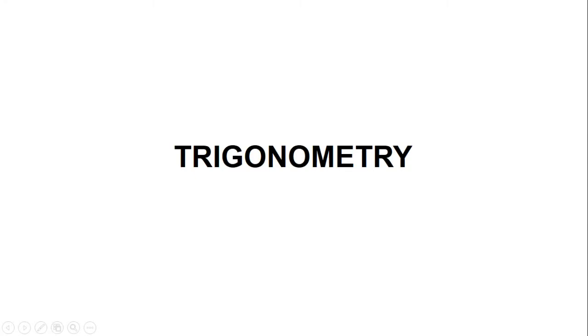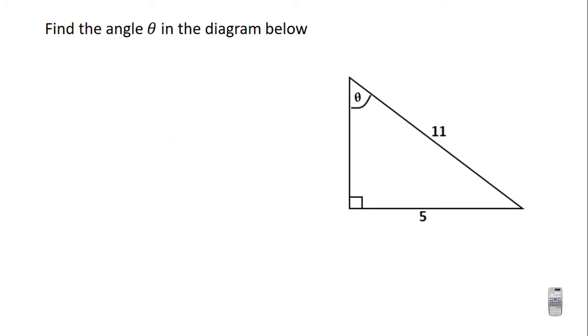We are on the topic trigonometry. In the previous video, we learned how to use the trigonometric ratios to find the interior angles of a right-angled triangle. In this video, we are going to solve 3 more questions on finding the interior angles of a right-angled triangle. Let's pick the first question. Find the angle theta in the diagram below.